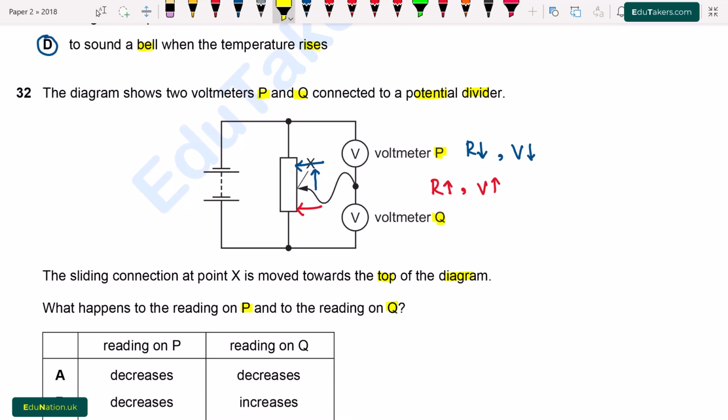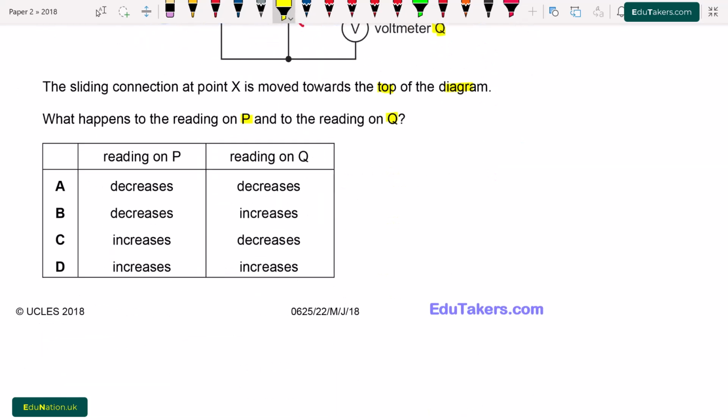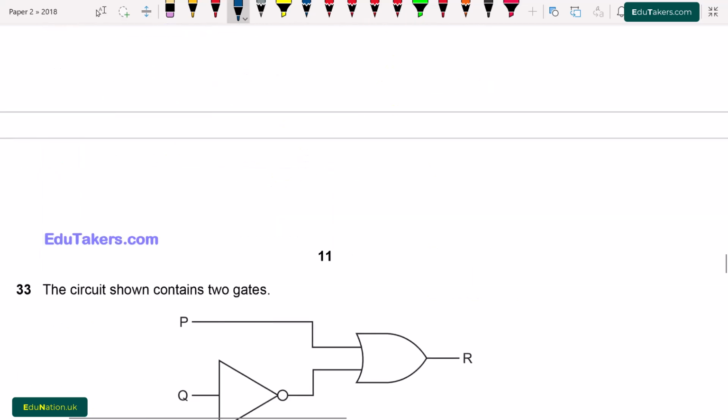Now we see the options. Reading on the P and reading on Q. Option A, decreases, decreases. B, decreases, increases. So from here option B is correct, because the reading on the P decreases while the reading on the voltmeter Q increases. So only option B is correct.